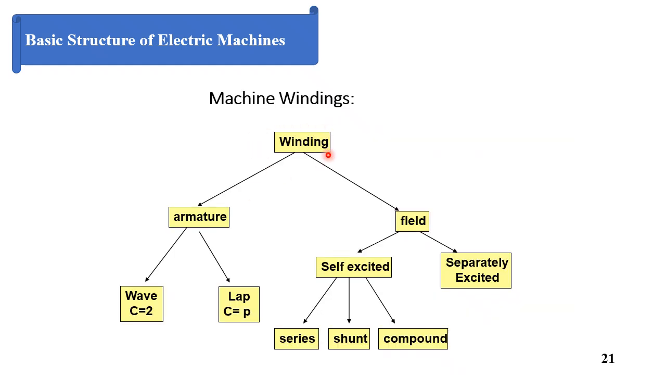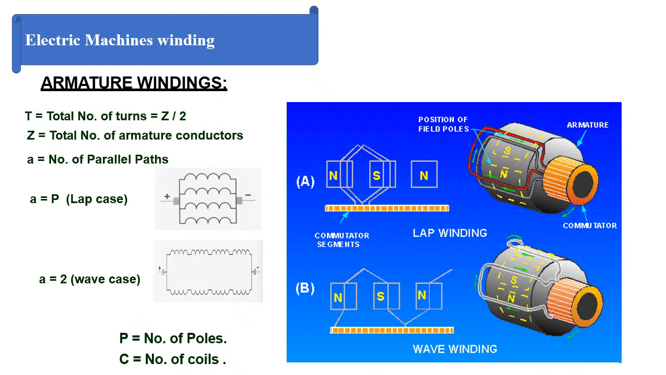Machine winding. We have two windings in the machine. The armature winding is either connected as a wave, where the number of parallel paths equals 2, or lap, where the number of parallel paths equals the number of poles. The second winding is the field winding, which can be separately excited or self-excited. The self-excited can be series, shunt, or compound.